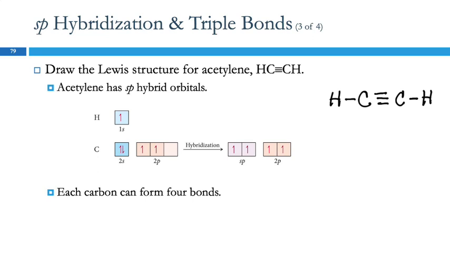So we look at the Lewis structure and we see how many electron groups we have. Two. One, two. I need sp hybrid orbitals. If I have four electron groups, one, two, three, four, I'm going to have sp3 hybridization. If I'm going to have three groups, sp2. Okay?